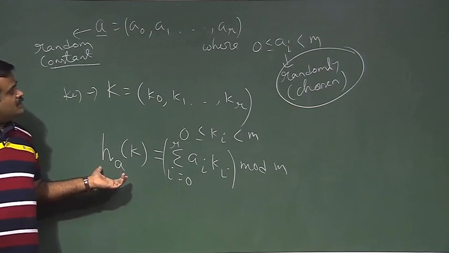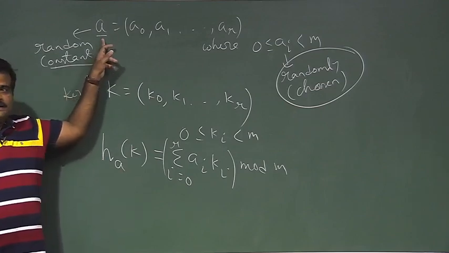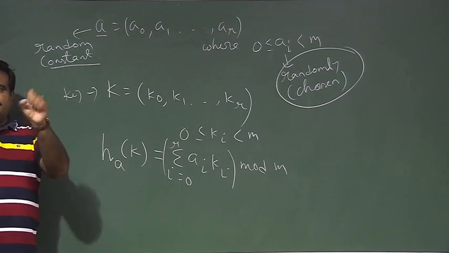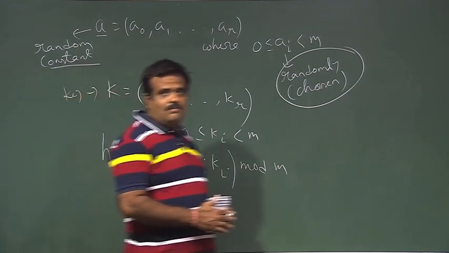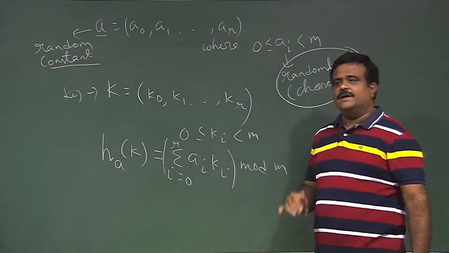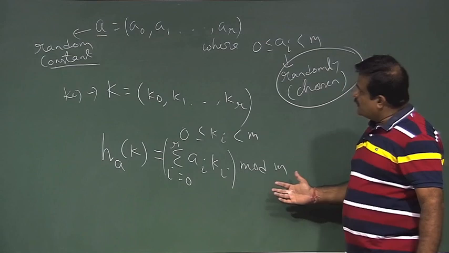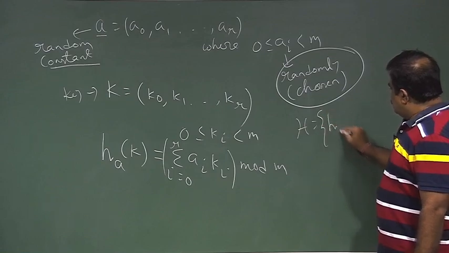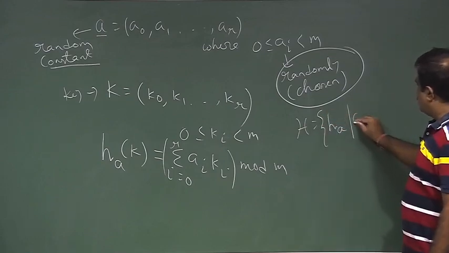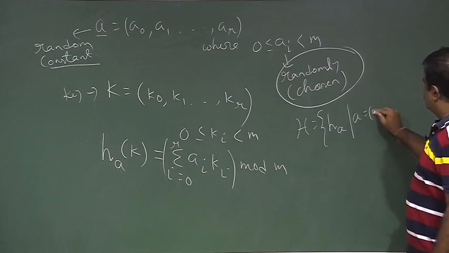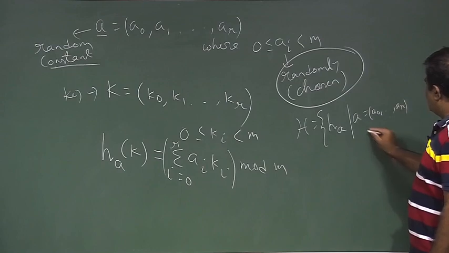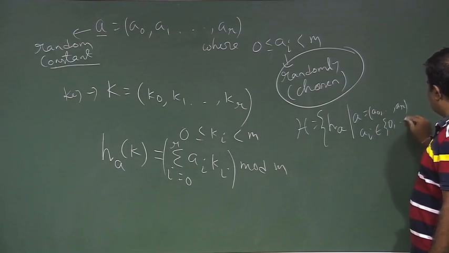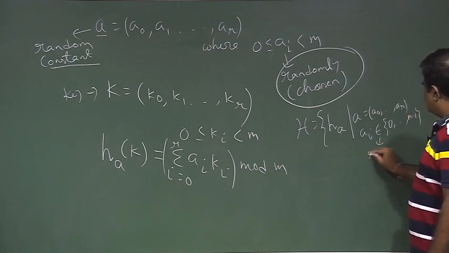So, this hash function depends on this choice of A. If we choose A randomly, then for different values of A, we have a different hash function. So, this A we are going to choose at runtime. Now, if we consider this collection H, it is basically the collection of A, where A is A0, A1, up to Ar, and the Ai's come from this set, 0, 1, up to m minus 1, and this choice is random.